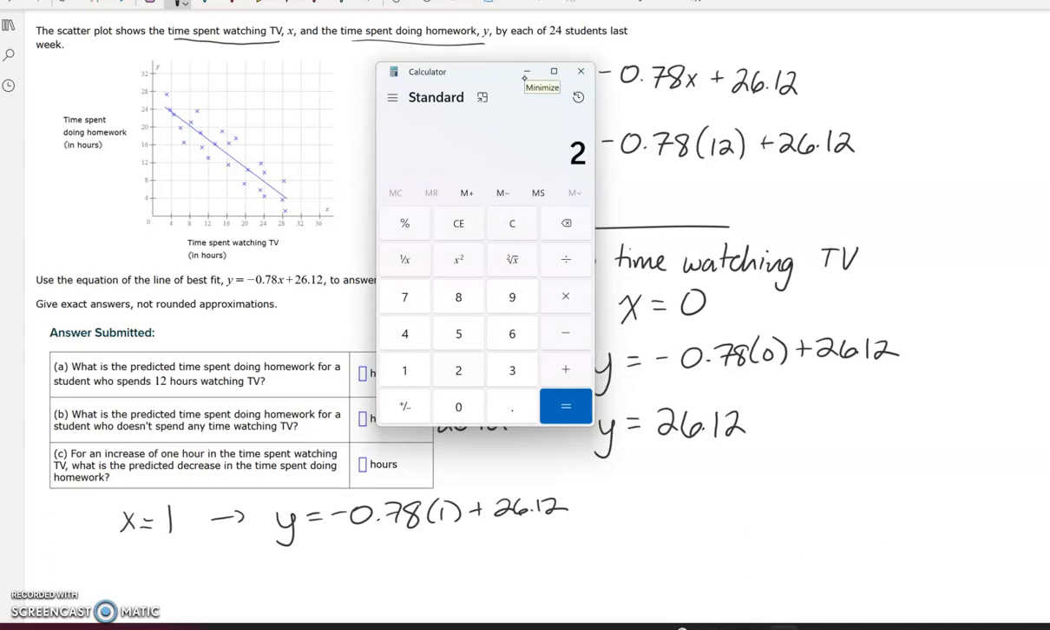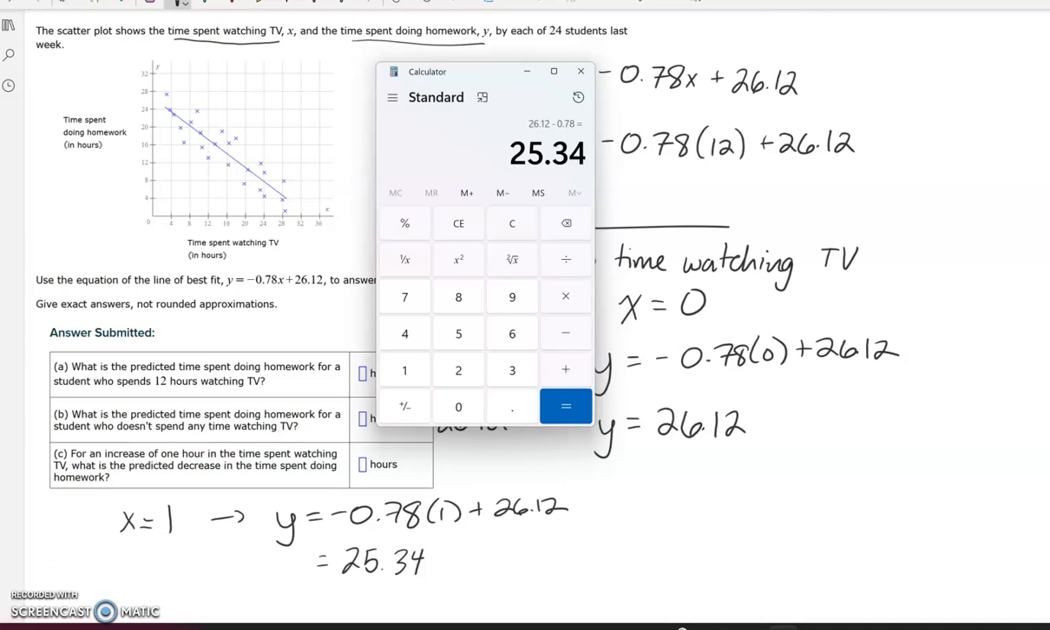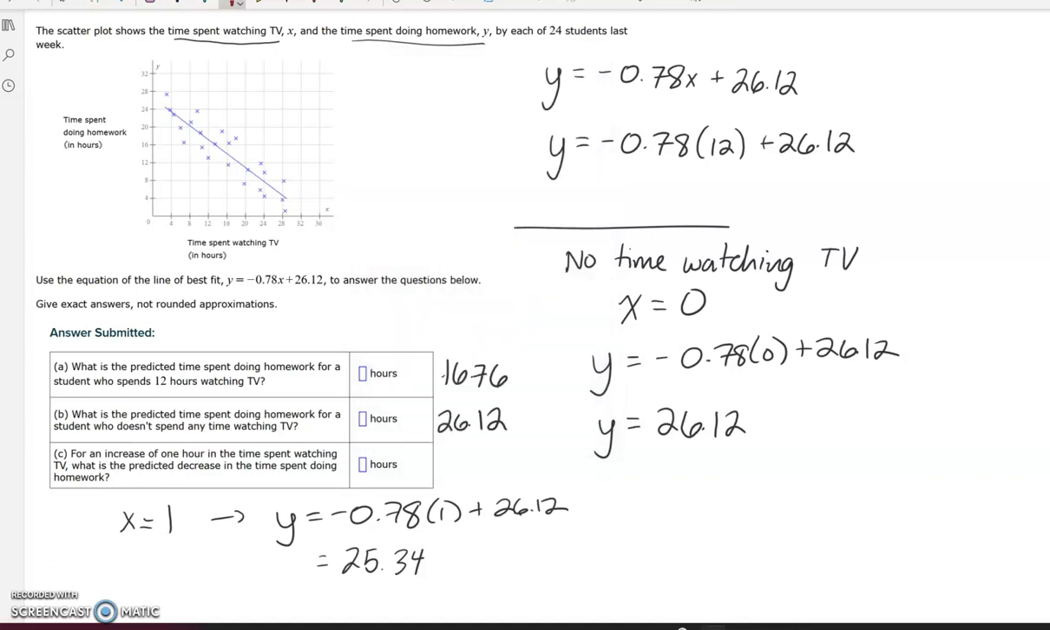26.12 minus 0.78 is 25.34. That is a decrease of how much? 26.12 minus 25.34. That's a decrease of 0.78 hours spent on homework. And that number actually appears as our slope. That's the idea. On average, for every hour spent watching TV, you lose 0.78 hours of homework time. So the answer here, 0.78.